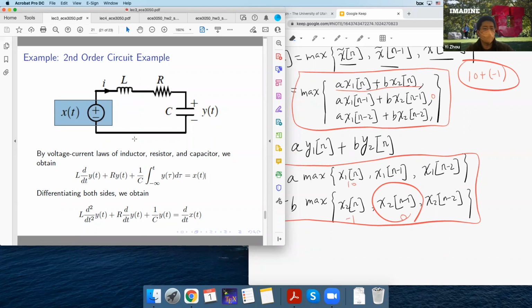So the voltage of the resistor is the resistance times y(t). Here y(t) is the current. The current times the resistance gives you the voltage across this resistor. And for the inductor, the voltage across it is described in this way. It's the inductance L times the derivative of the current. And for the capacitor, it's described in this integration way. It's 1 over the capacitance times the integration of the current up to the current time t.